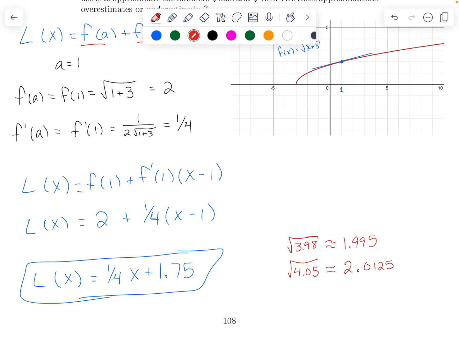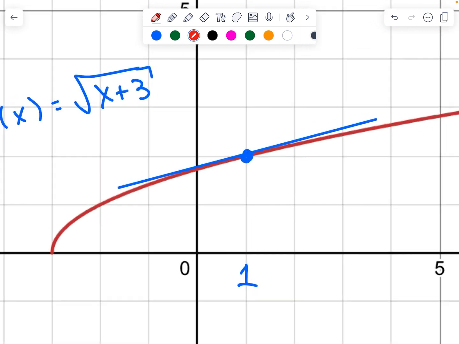But if I wanted to find an approximation using my linearization, then if I were to zoom in here, you're going to see that this linearization, this tangent line in blue, is going to be an overestimate for both. Because my blue line is always going to be above that curve. It's above the curve on the left. It's above the curve on the right.